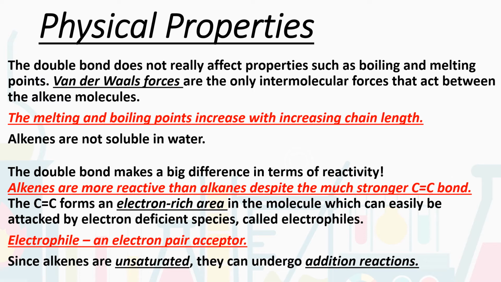And this can be easily attacked by electron-deficient species, something that we call electrophiles. And the technical definition is an electrophile is an electron pair acceptor. Typically, it's a molecule or an ion that is electron deficient or positively charged. And since alkenes are unsaturated, they undergo something called addition reactions. We add to the double bond. We add across the double bond to make a saturated molecule.